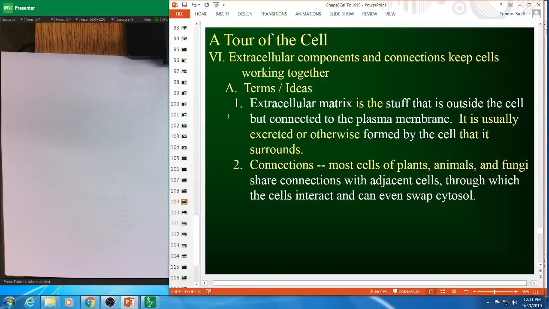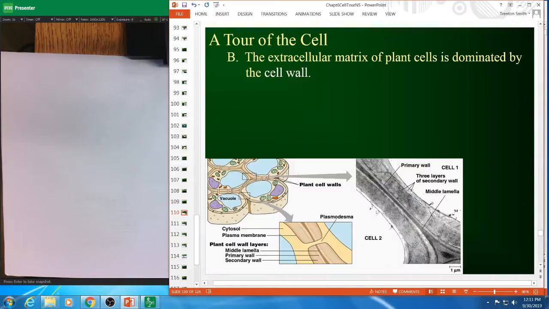Okay. So we've got extracellular matrix and connections. Let's start with extracellular matrix. We'll start actually with how this plays itself out in plants.